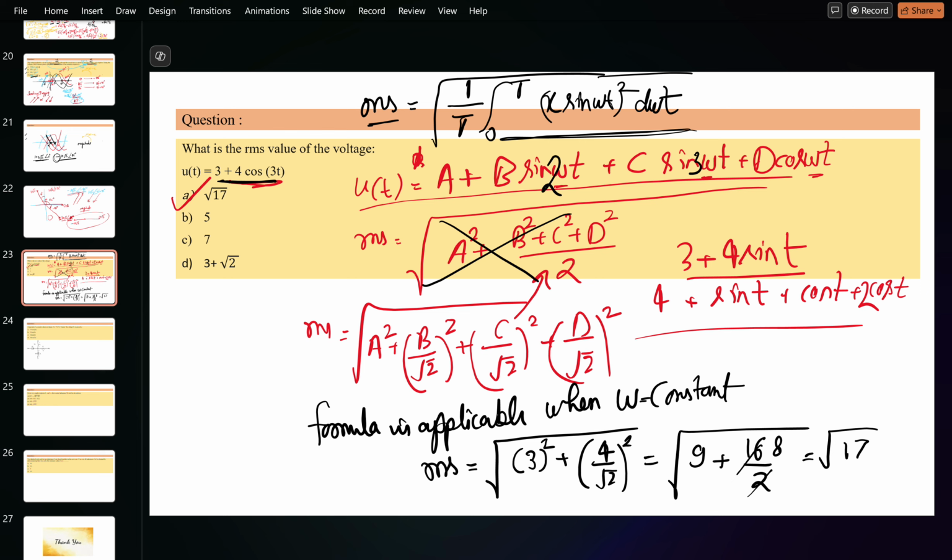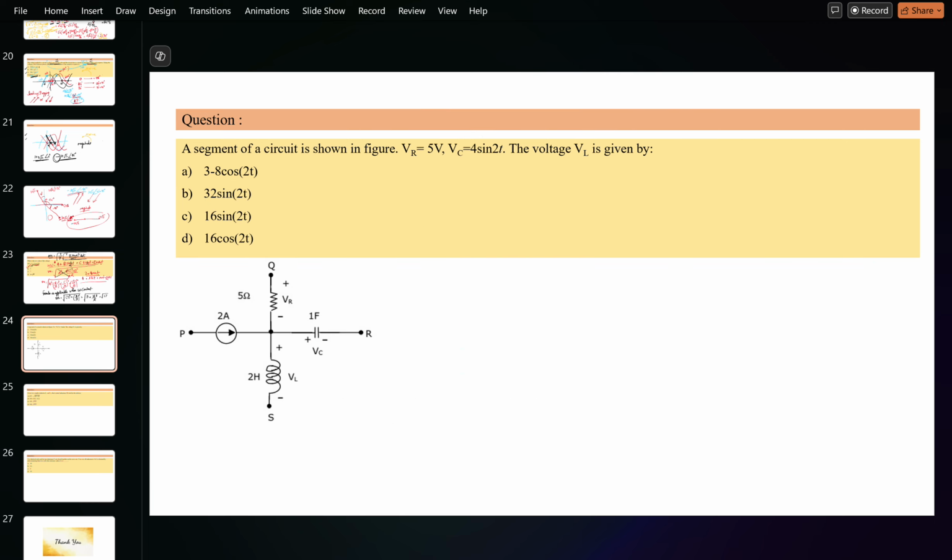To find the value of RMS squared, it is 1 by T, integral from 0 to T, whatever the time frame is, of x sine omega t whole squared, d omega t. This is the conventional way to find it. But when sinusoidal and DC terms are there, you can find it from the earlier equations.